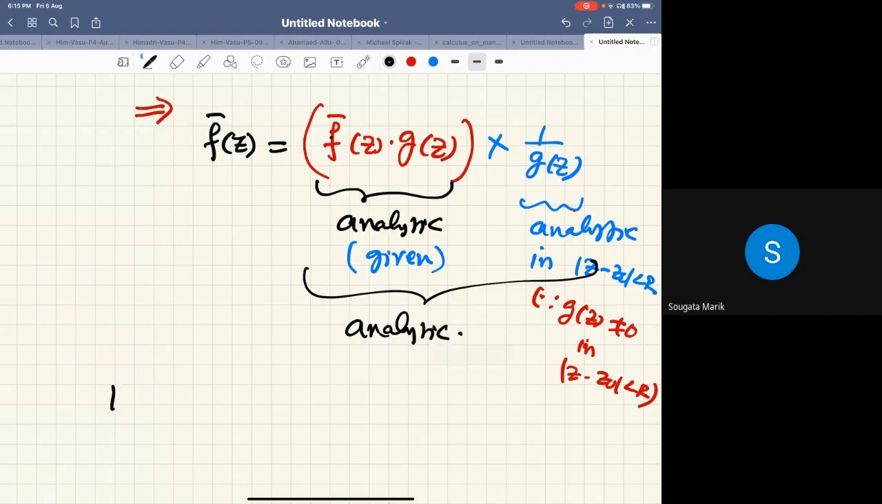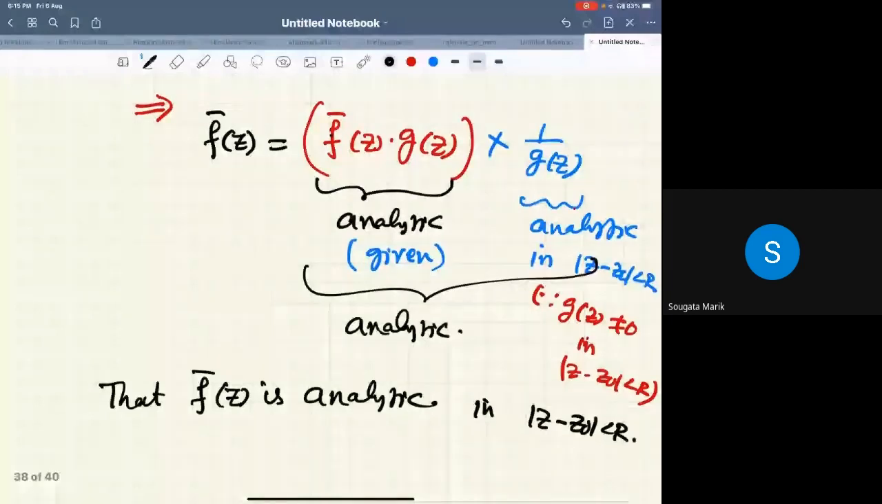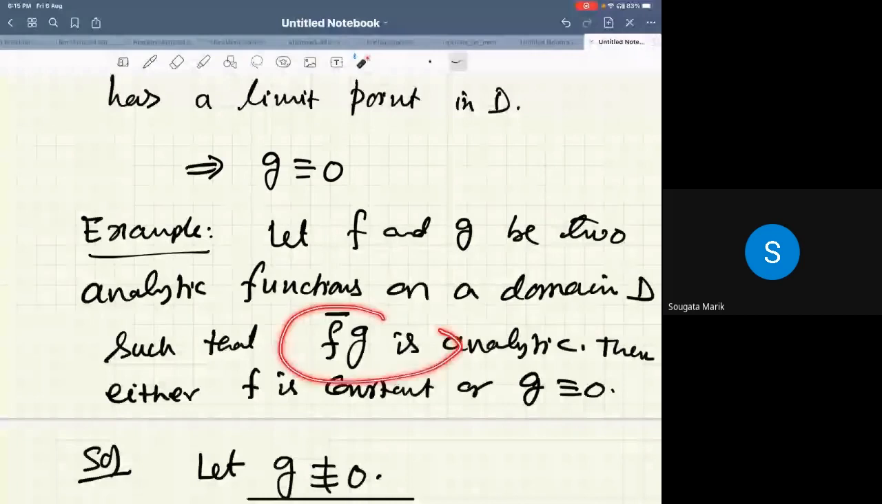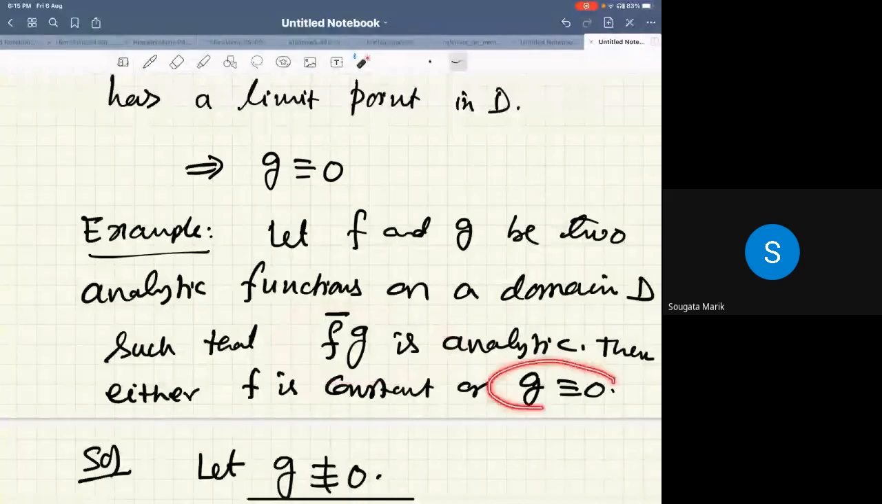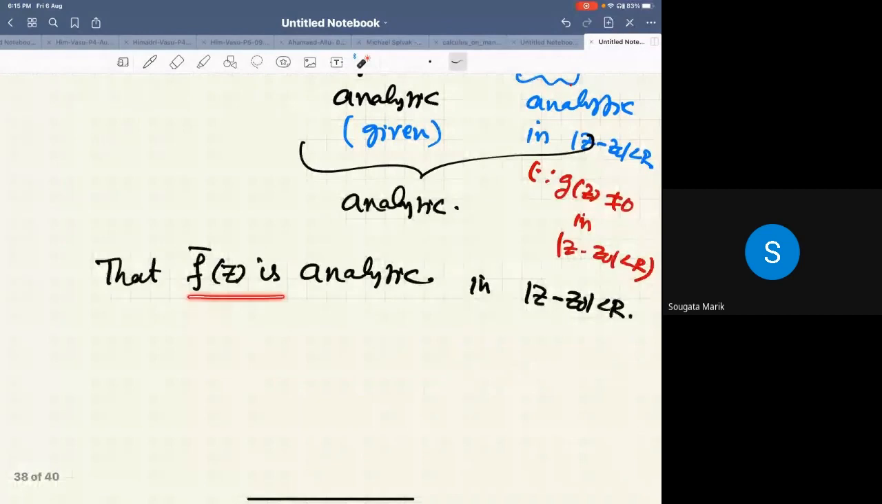That is, your f bar of z is analytic in mod z minus z naught less than r. Okay. Now what is given? Our f is analytic. Am I right? Our f is analytic and g is analytic, and using the condition f bar into g is analytic, by assuming g is not identically 0, we arrived to the conclusion that f bar z is analytic.